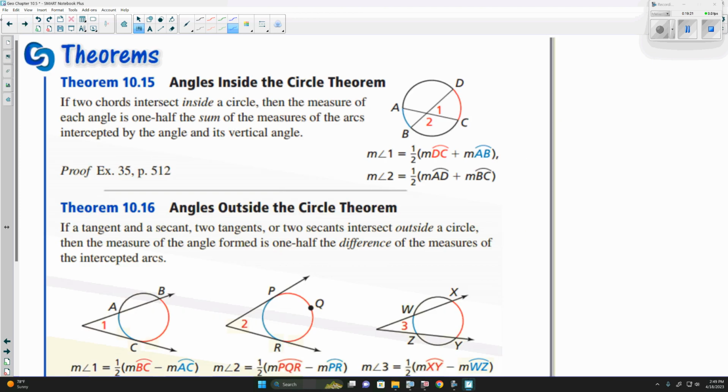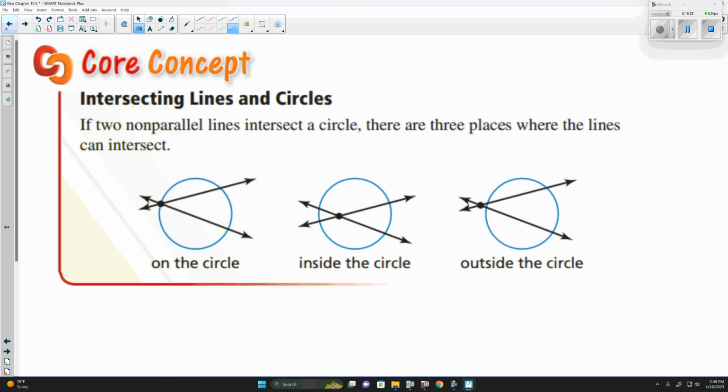Now, so far, out of these 3, we've already covered this one, on the circle. Because if it's on the circle, it's an inscribed angle. And we've gone over how to do this. Now, the 2 that we're going to look at now are inside the circle and outside the circle.